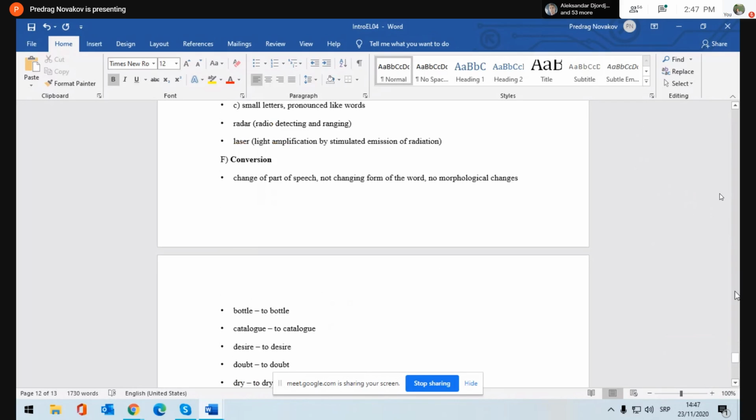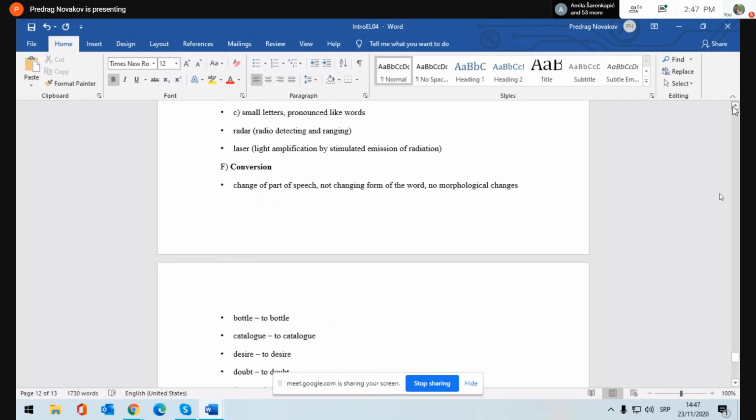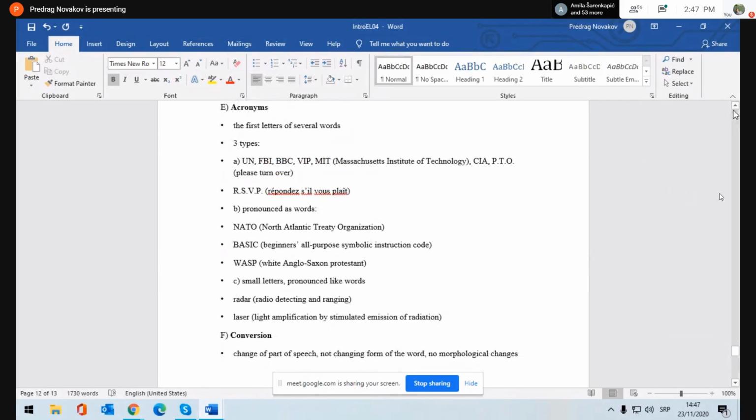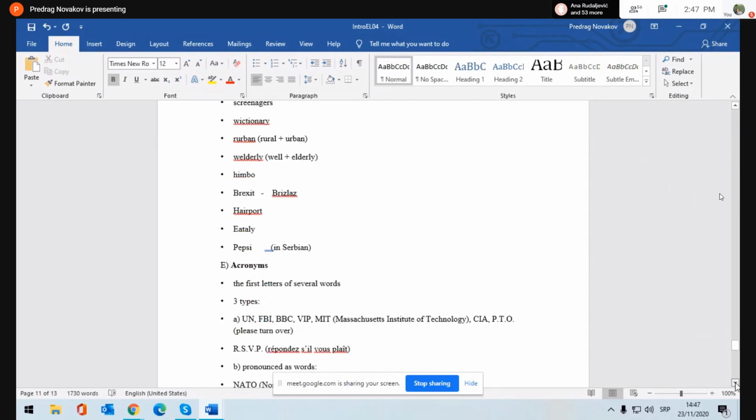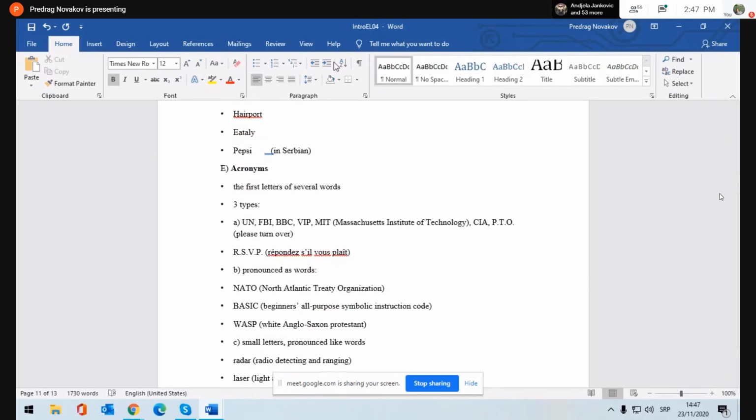What about acronyms? Okay, let me find it. Okay, how about airport? It actually means what? You can find it at airports. It's obviously hair and airport, which means barber's shop at the airport where you can trim your hair, for example.